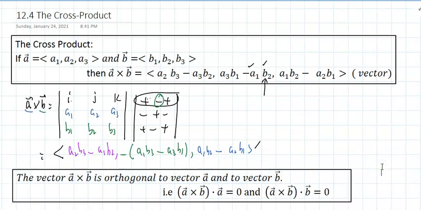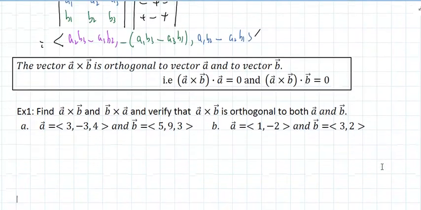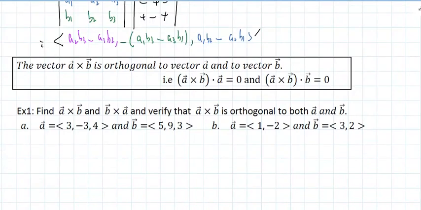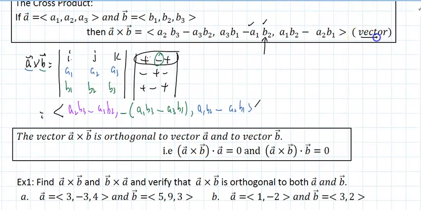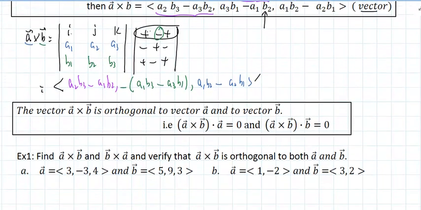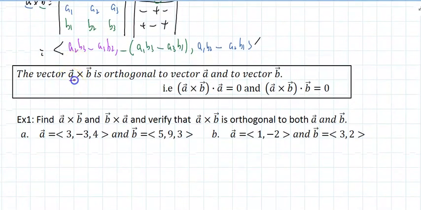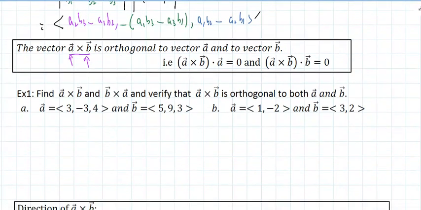Now we have a theorem. The vector A cross B. So A cross B is a vector. A dot B is a scalar. A cross B is a vector. It has the I component, the J component, and the K component. If I take A cross B, that would be orthogonal to both vector A and vector B, and we're going to verify that in the next example.